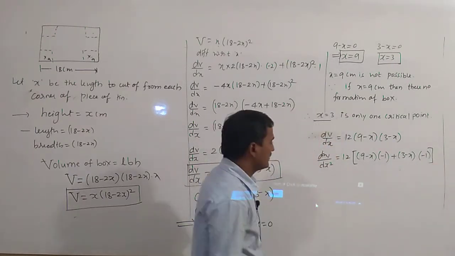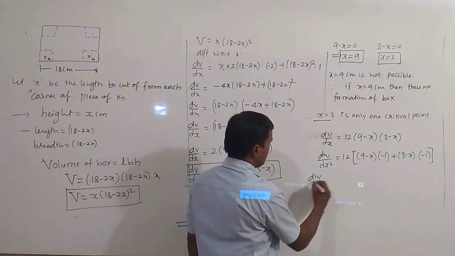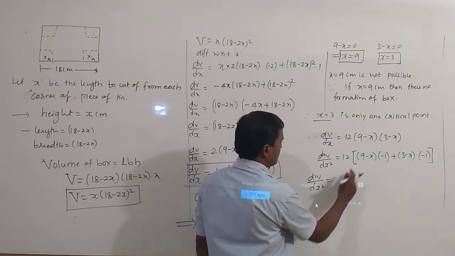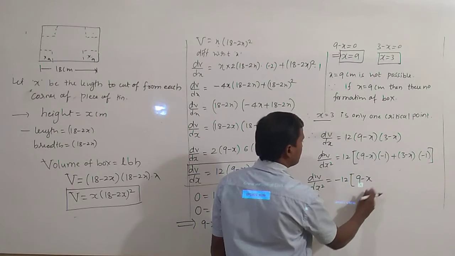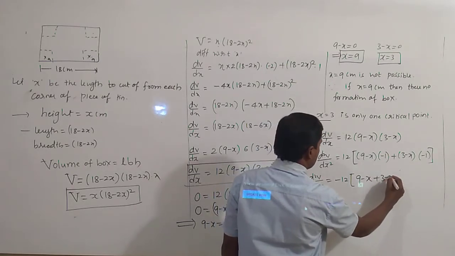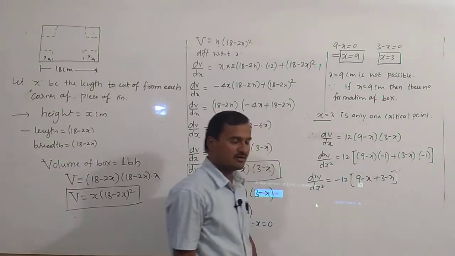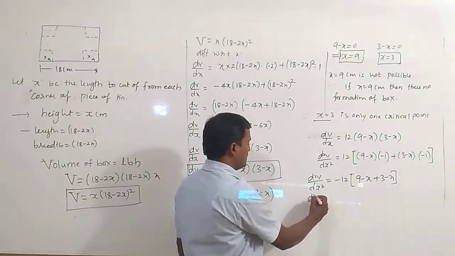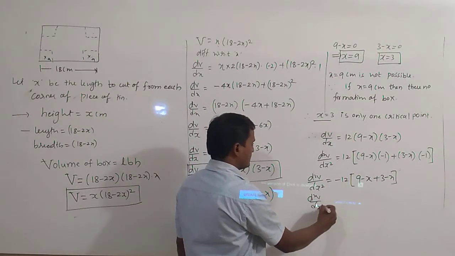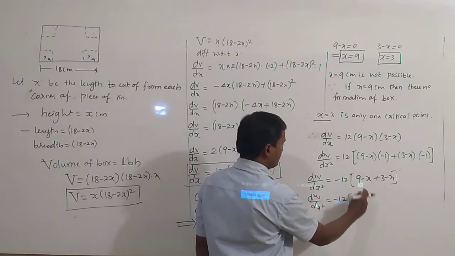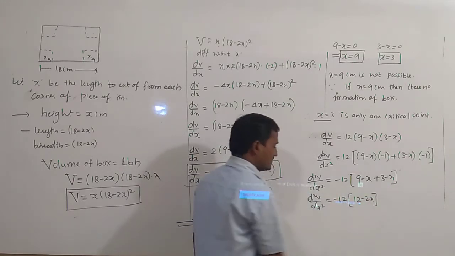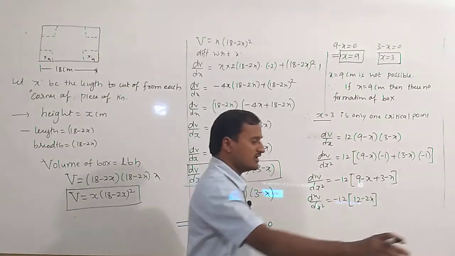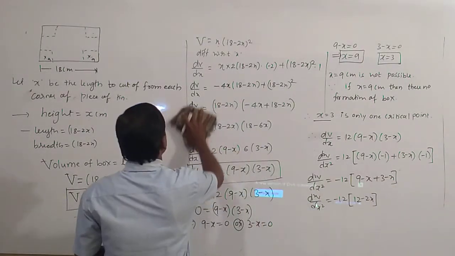Okay, right. So d square V by dx square, take minus outside, so what is the remaining? (9 minus x) plus (3 minus x). Is it right? Next, d square V by dx square is equal to minus 12 into, how much does this come to? 12 minus 2x. Okay, right. So the remaining we will solve here.